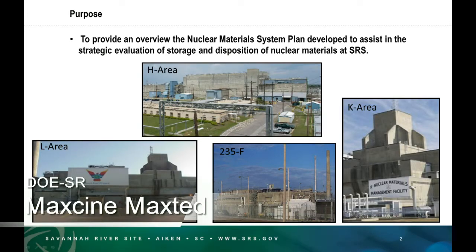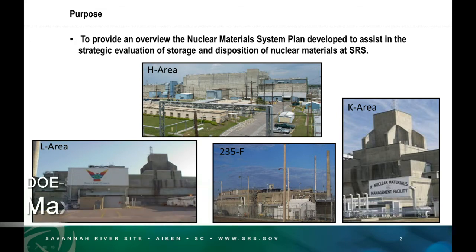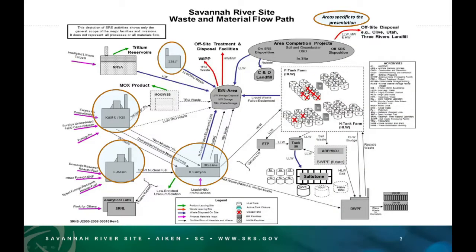So I've already told you our purpose. This just shows you some of our facilities and nuclear materials. We are responsible for H area, L area, K area, and 235F. And this is another example. This is your cab drawing just to show those facilities as well and how they interact.